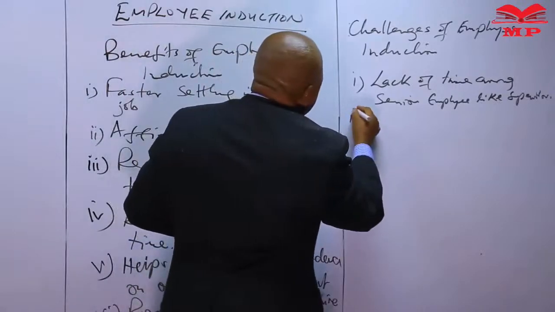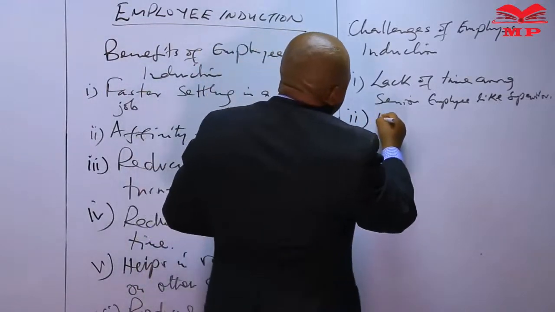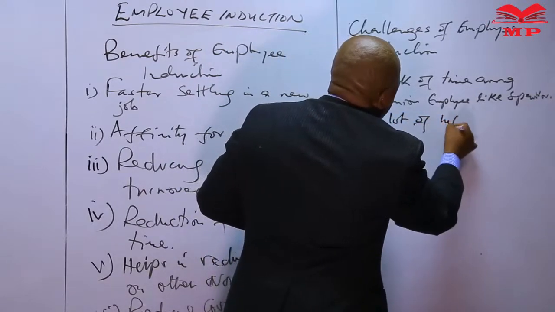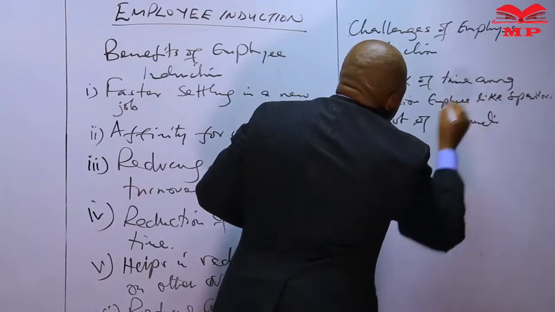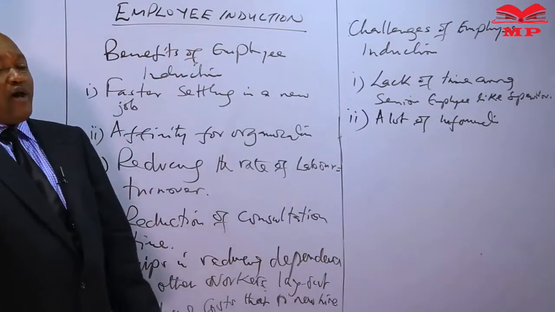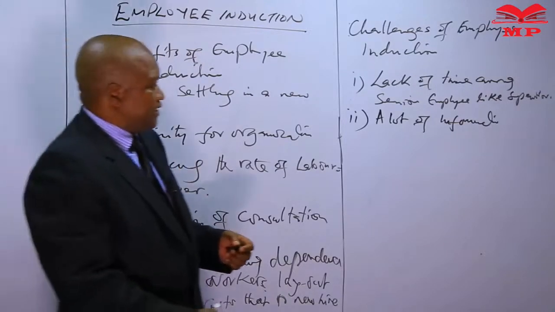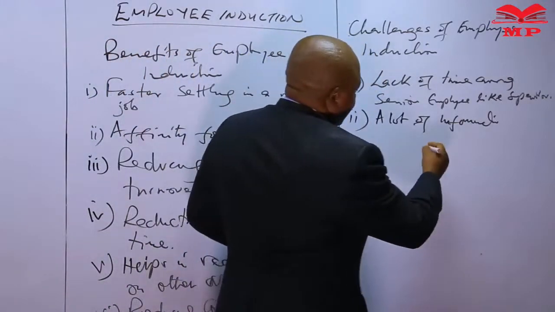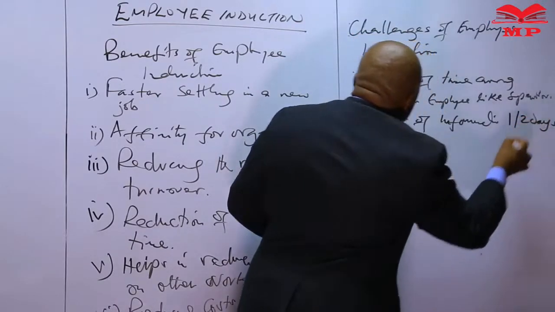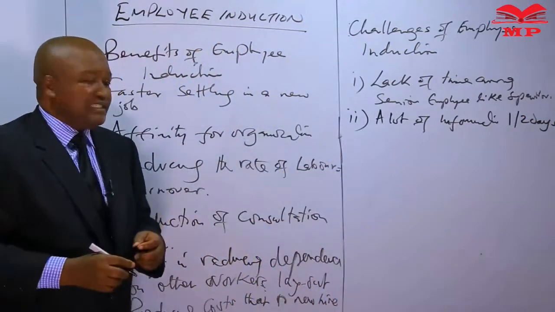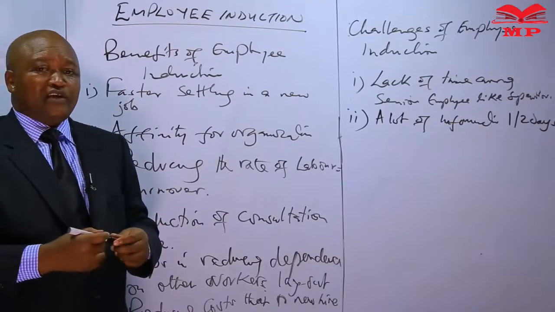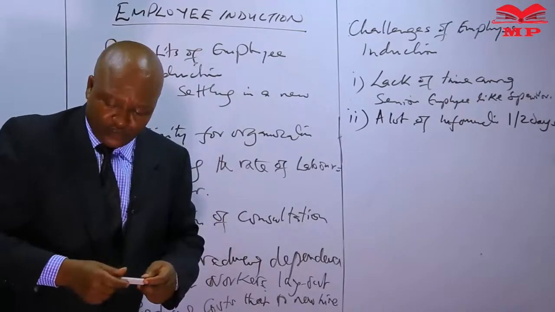Secondly, employees may be provided with a lot of information, and this may lead to information overload during the orientation process, where the employees may, for instance, be required to be taken through a whole process of induction, maybe in 1 or 2 days. So this information overload may also be a challenge that might not be handled effectively with the new employees who have been hired to a given job.